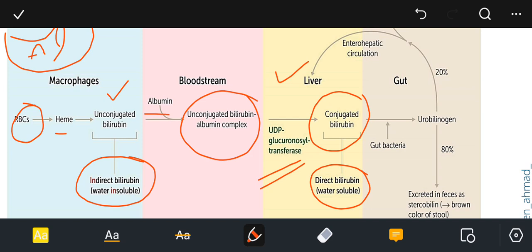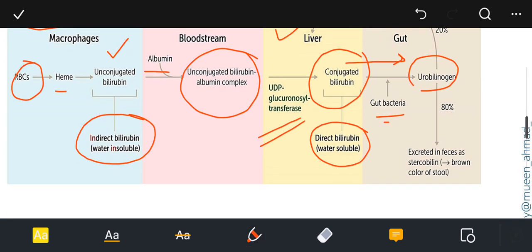Now when this conjugated bilirubin is secreted into the GIT, in the duodenum, there is gut bacteria. The gut bacteria will convert the conjugated bilirubin into urobilinogen. 80% of the urobilinogen will be excreted in the feces as stercobilin, which gives the brown color to the stool.